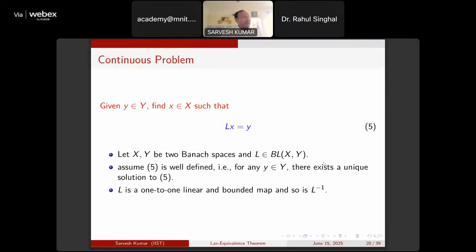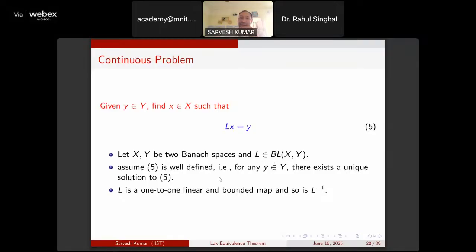Okay, now let us go with a more general setting, and here we see the Lax Equivalence Theorem. If we start with the same thing, given a y, I want to find x such that Lx equals y. That's the problem. Here x and y are some Banach spaces, and L is a linear operator. We have to be very clear: it's a linear operator. We'll see that if L is non-linear, then things are very different. So L is a linear operator.